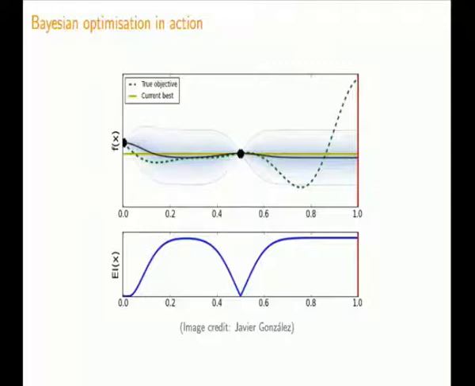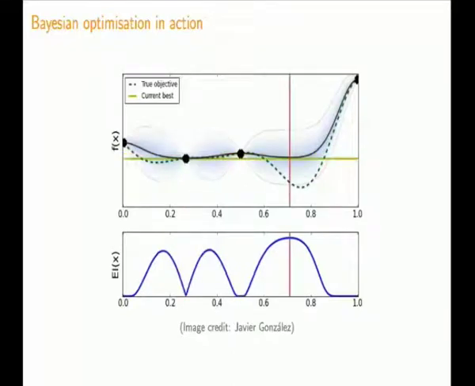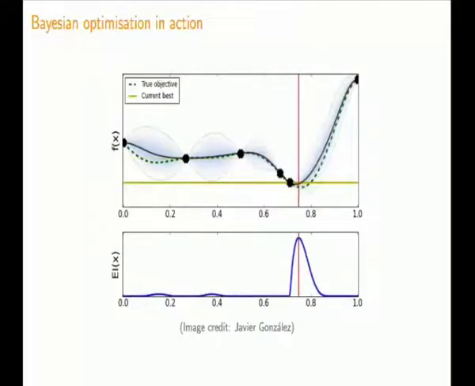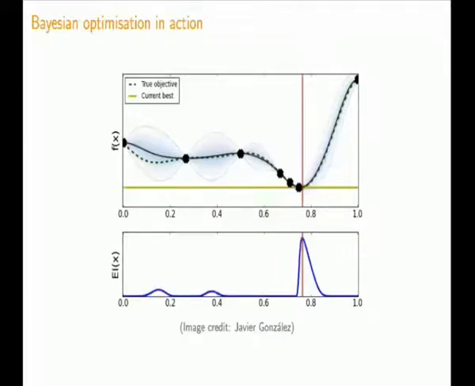And so we're going to sequentially look at the largest value of expected improvement, identify candidates, and evaluate them until we essentially run out of budget. And so we see that after a couple of iterations, we converge and focus on the most interesting part of space, and we evaluate the function in this region of space until we get a good solution.